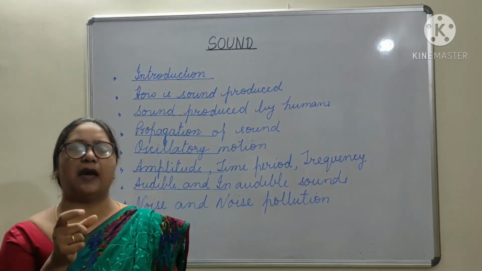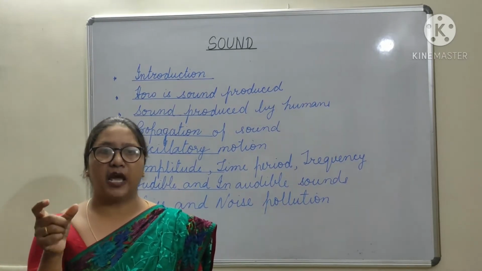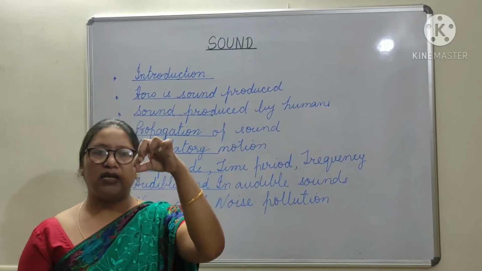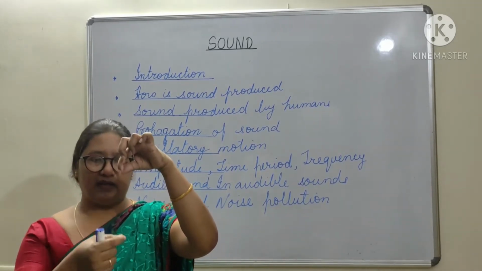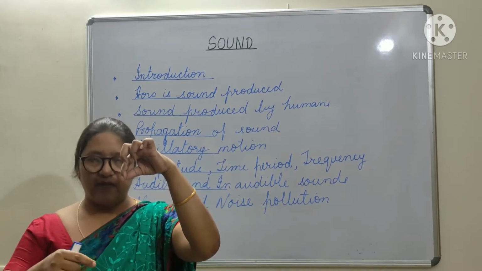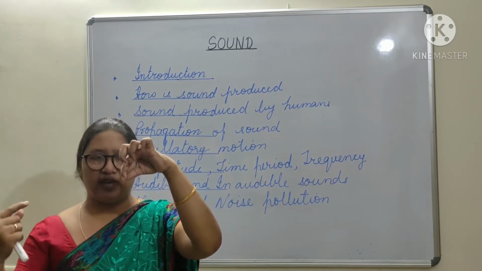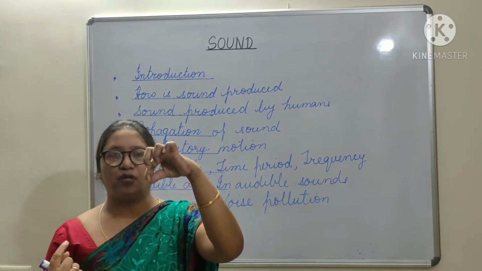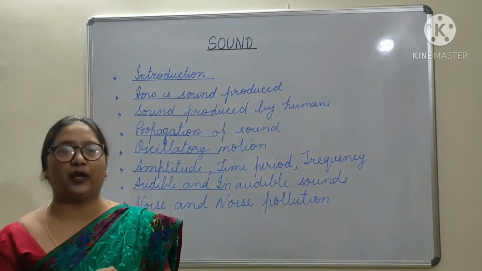Periodic means something which happens at a certain interval of time. Suppose I am holding a string and at the end of the string I have tied one stone. I will pull the string and leave it, so the string will swing like this. This is to and fro. A very good example is a pendulum.